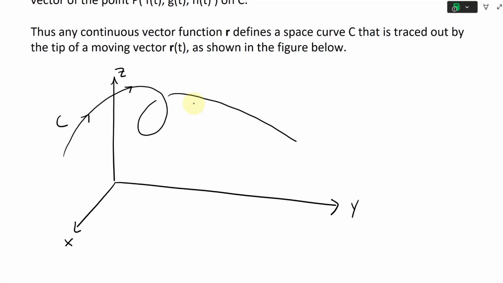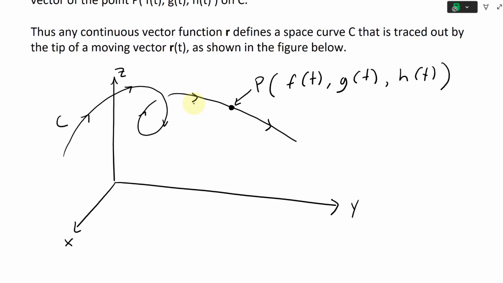I'm just drawing it from my calculus book. It loops around, goes under, and goes like this. Now this point right here is P, just any point P. Let's say the point P has coordinates f of t, g of t, h of t. Because t is a parameter, the curve can loop around depending on the value of the function.